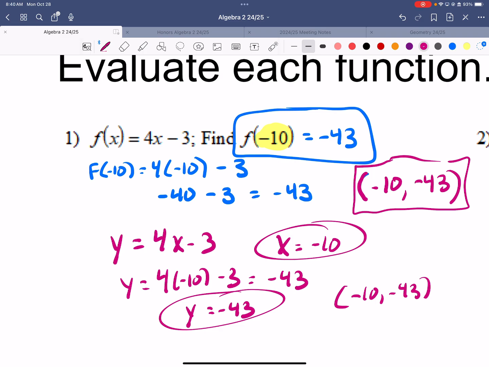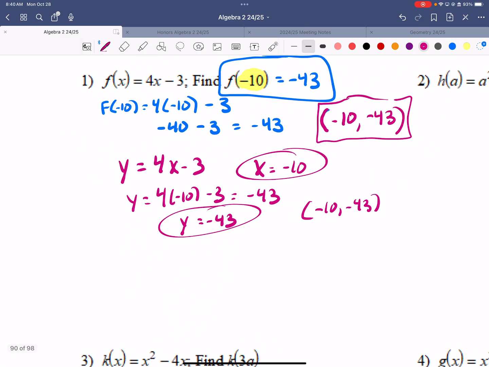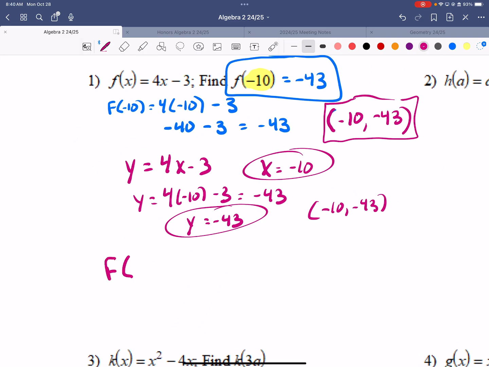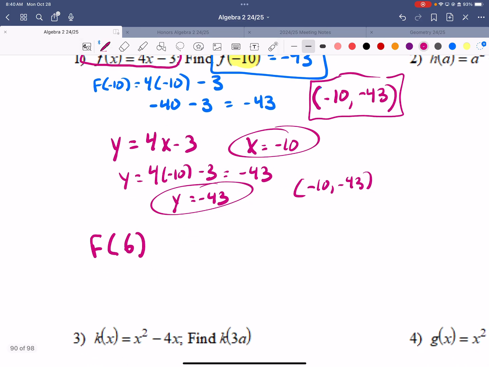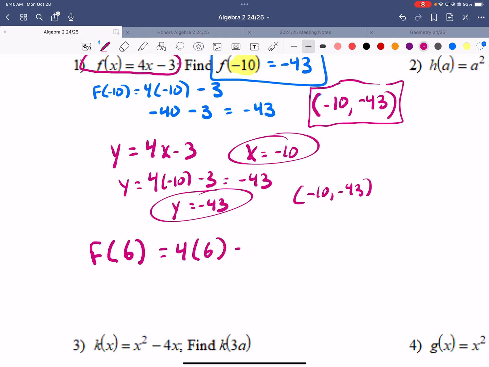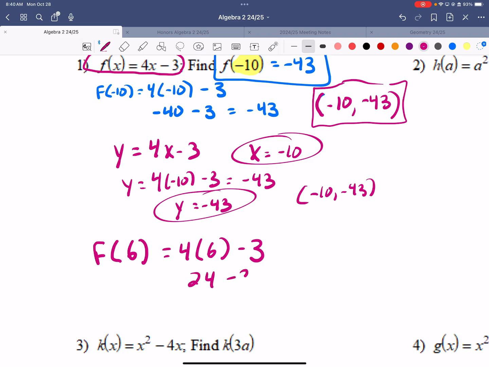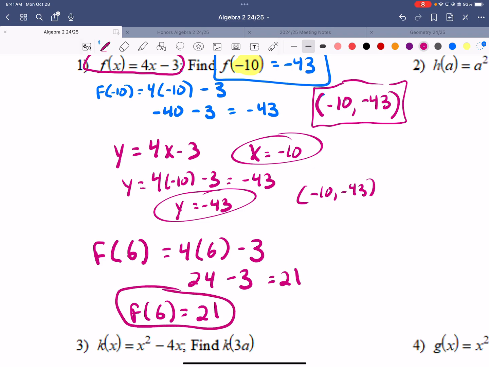Now, the reason we like to do it like this is because now I can ask different things within this. I can say, okay, using that same function, let's find f of 6. I'm still going to use this function, but now instead of replacing x with negative 10, I'm going to replace my x value with a 6. So that becomes 4 times 6 minus 3, which is 24 minus 3, which is 21. So f of 6 is equal to 21, and that's our solution to these.